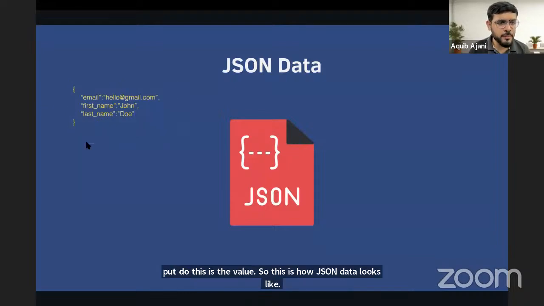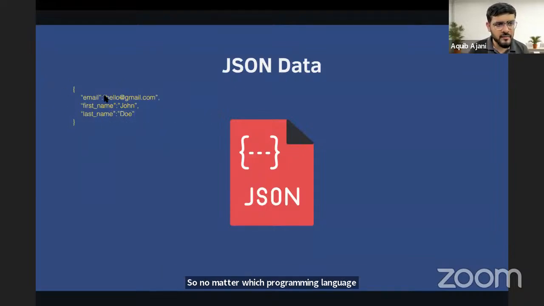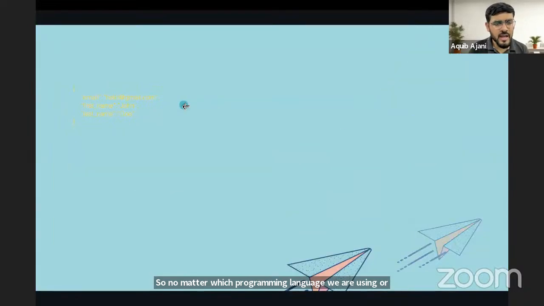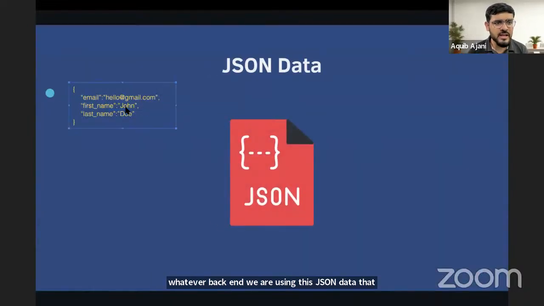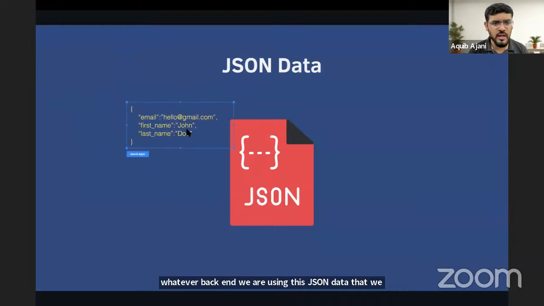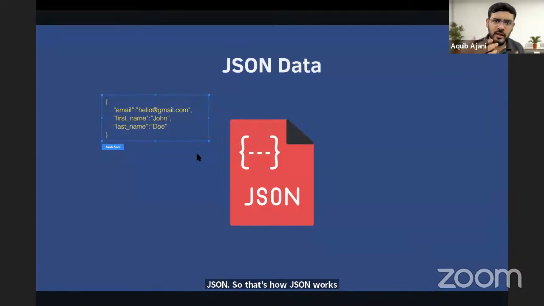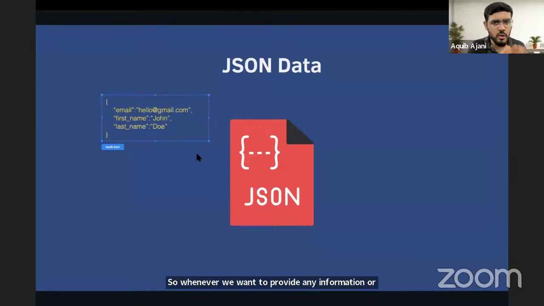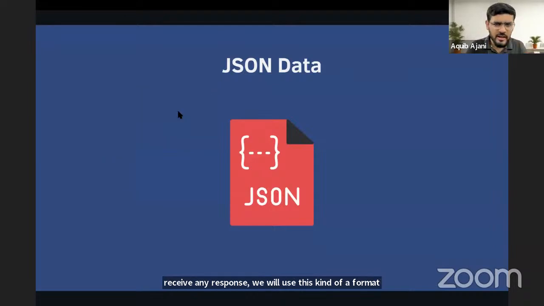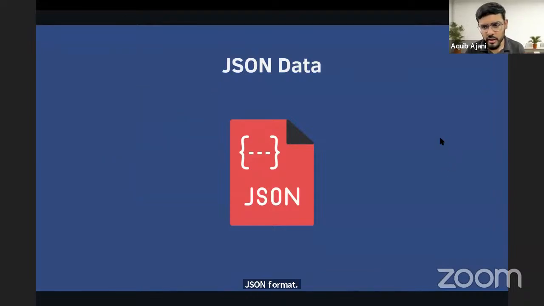So no matter which programming language we are using or whatever backend we are using, this JSON data that we have can be understood by every single language. Right? Just this JSON data can be understood by almost all programming languages, all the way from C, C++ to more modern languages like Python. So all languages can convert to and from JSON. So that's how JSON works. So whenever we want to provide any information or receive any response, we will use this kind of a format, JSON format. That's what this looks like. Again, we will take more detailed examples when we write the code.